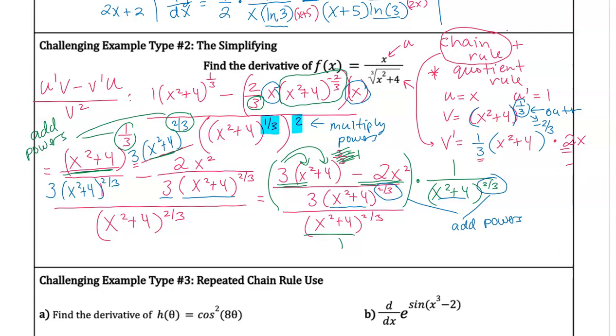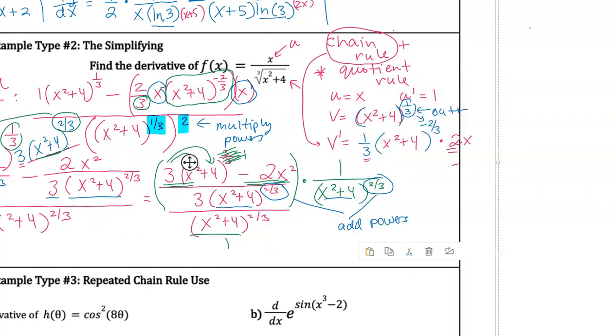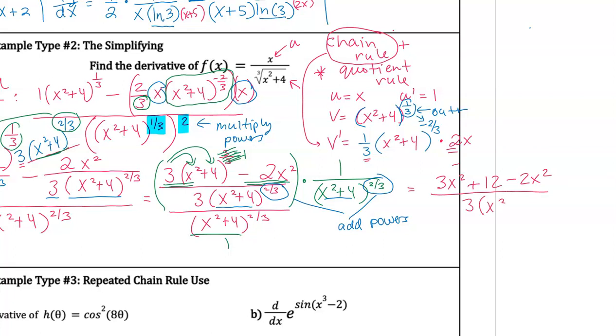So when all is said and done with this question, I would end up with, maybe I'll show that part. So I'd have 3x squared plus 12 minus 2x squared all over, and then I could multiply this to that, so 3 times x squared plus 4 now to the 4/3 that I get from adding powers. That's how you multiply those together. When you have same base to one power, same base to another power, you add the powers. So the 2/3 plus 2/3 became 4/3.